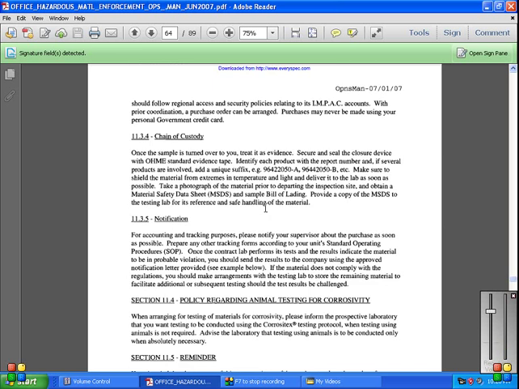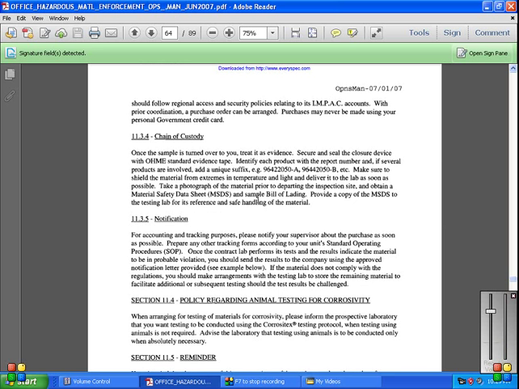11.3.5 Notification. For account tracking purposes, please notify your supervisor about the purchase as soon as possible. Prepare any other tracking forms according to your own standard operating procedures, SOPs. If the contract lab performs its tests and the results indicate the material is probably noncompliant, the company will be sent an approved notification letter stating, for example, that the material does not comply with the regulation. You should arrange with the testing lab to store remaining material to facilitate additional and subsequent testing should the test result be challenged.